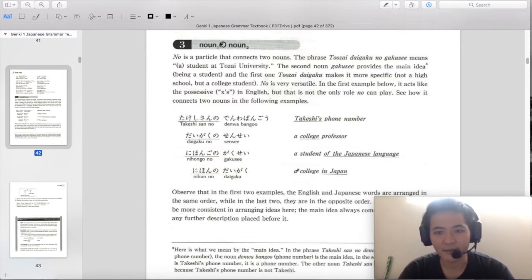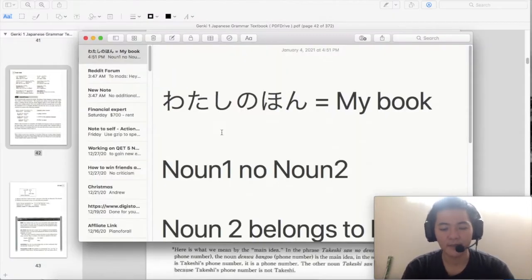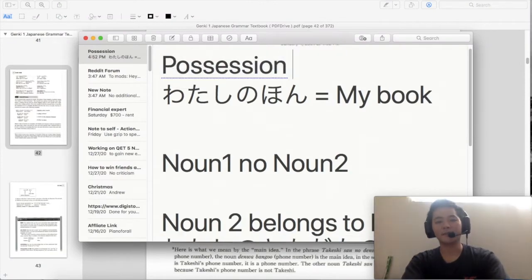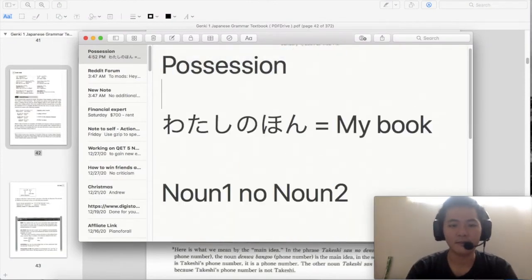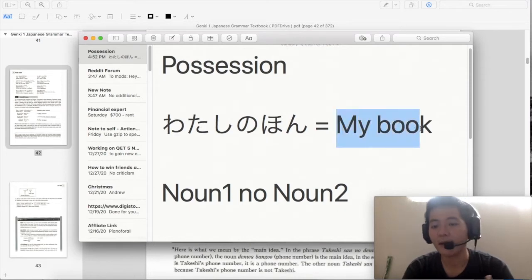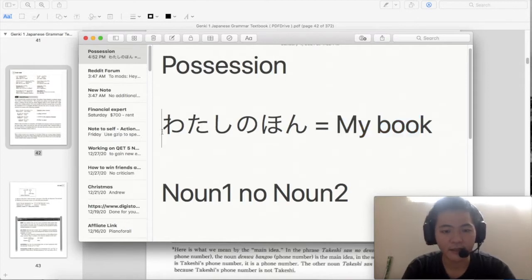First, I'm going to explain what it means. There are two ways. The first one is possession. So it's like a possessive particle. Let me try to explain this. If you see this example right here, my book, this book belongs to me, right? So let's explain this.